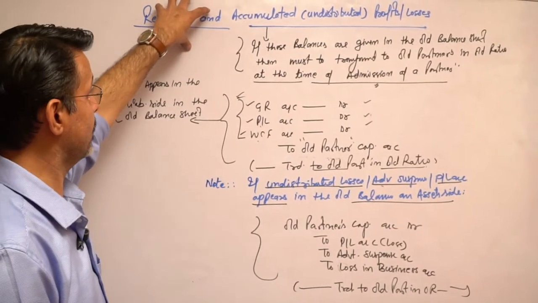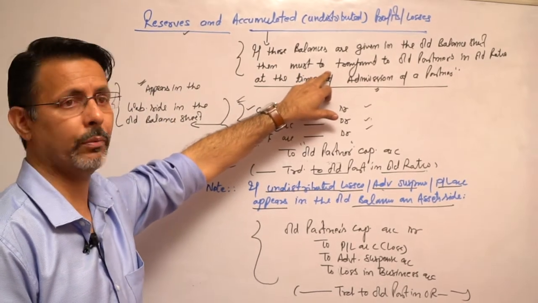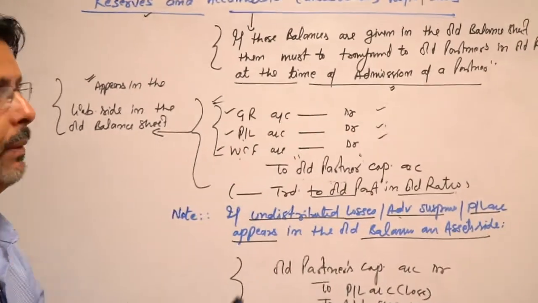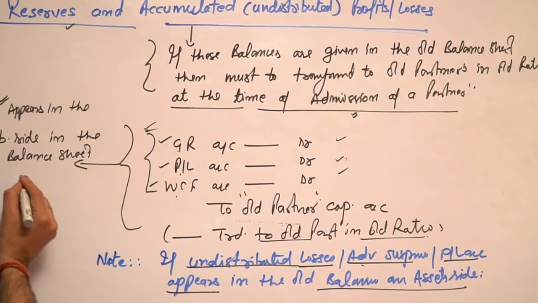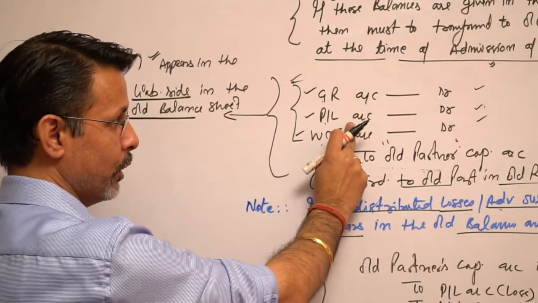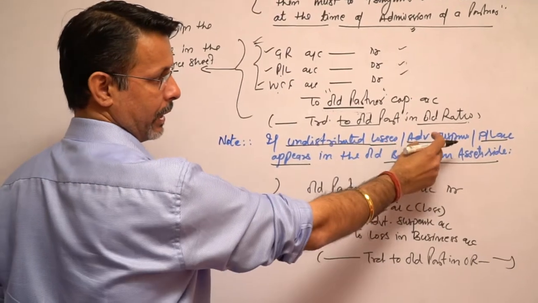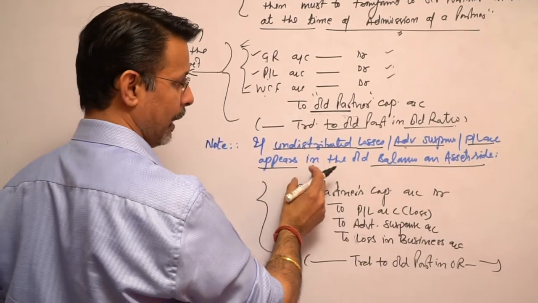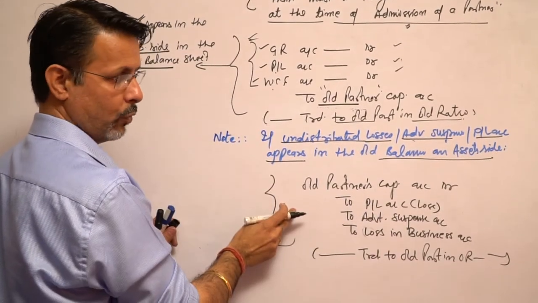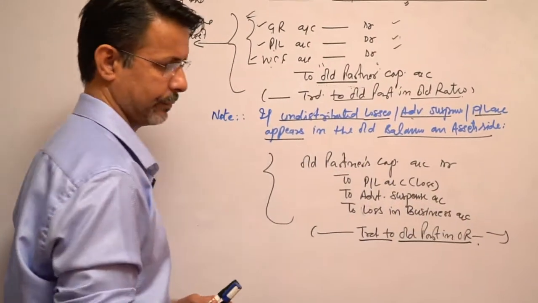If these balances already appear in the old balance sheet, then these balances must be transferred to the old partners in the old ratio at the time of admission of a partner. So if these balances appear on the liability side, then the entry will be: general reserve, undistributed profit, workman compensation fund to old partners. Then if undistributed losses, advertisement suspense or undistributed loss appear in the balance sheet on the asset side, then the entry will be reverse: old partners to these items, transferred to the old partners in the old ratio. Okay.